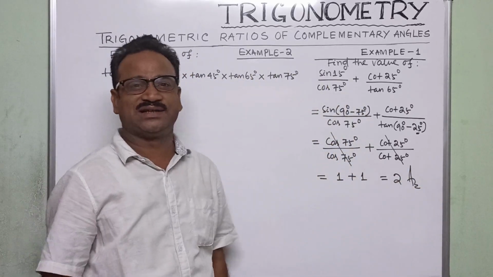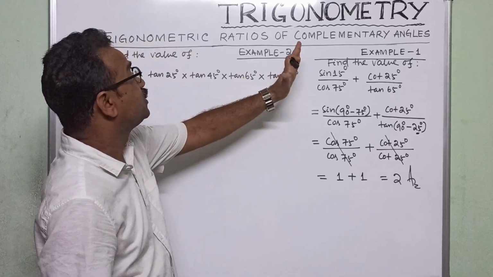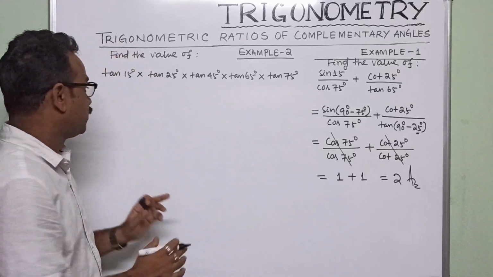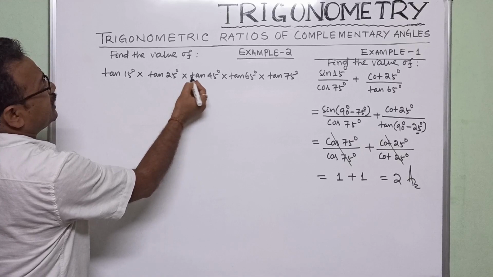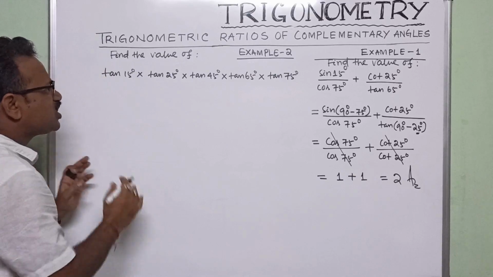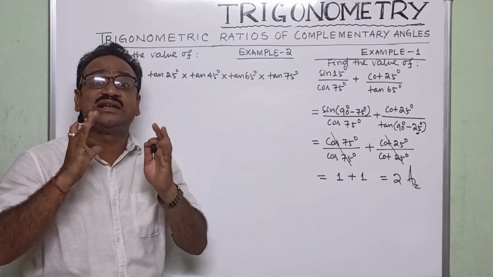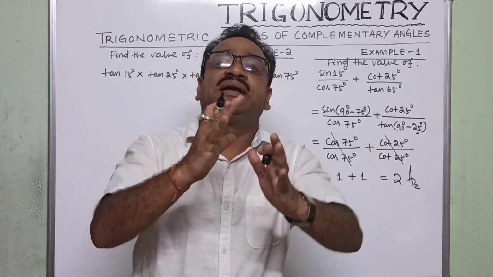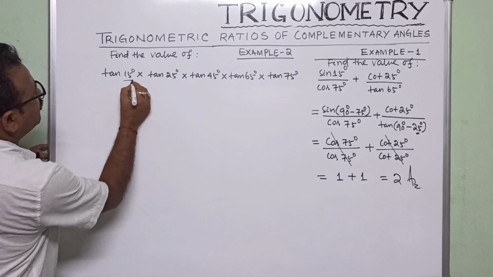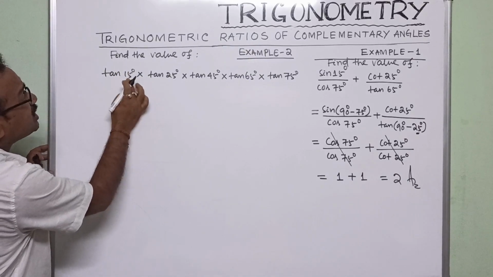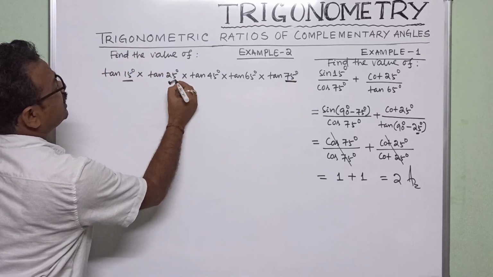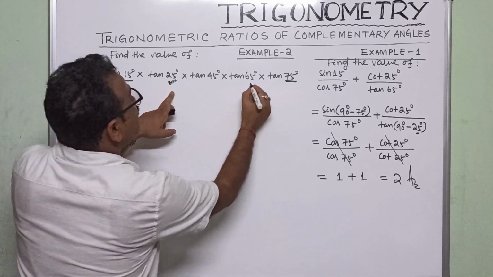Now move on to example number 2. This is a different kind. So see here, given in the multiplication form: tan 15 degree into tan 25 degree into tan 45 degree into tan 65 degree into tan 75 degree. So here what will we do? First we have to select the complementary angles. Complementary angles means the sum of two angles is 90. So given 15, the complementary angle, 90 minus 15, is 75. Now given 25, 90 minus 25 is 65.